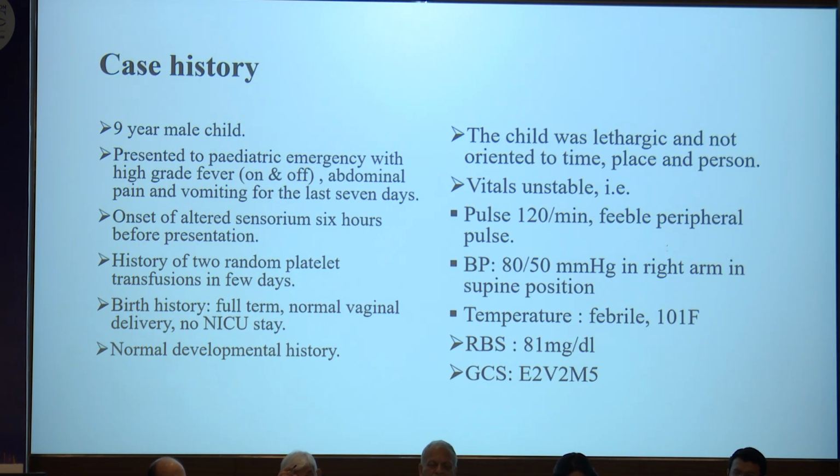The child was a 9-year-old male who presented to the pediatric emergency with high-grade fever, abdominal pain and vomiting for 7 days, altered sensorium for 6 hours before presentation, and a history of 2 random platelet transfusions in a few days. There was a normal developmental history. The child was lethargic, not oriented to time, place and person. Vitals were unstable and BP was 80/50 in the right arm in supine position, and GCS score was eye opening 2, verbal response 2, and motor response 5.